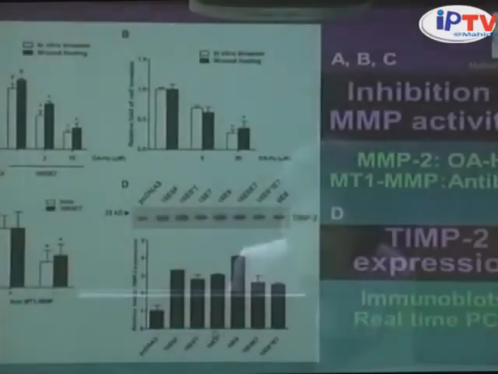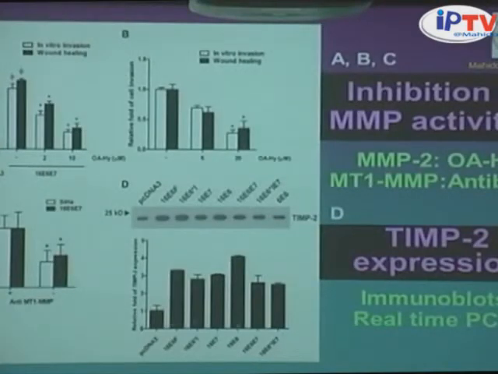So we then looked at the expression of TIMP2 to see whether the expression of this linker is also increased in these cells. And the results show that, yes, TIMP2 is also slightly increased in all HPV protein expressing cells, both at the protein level and the RNA level.